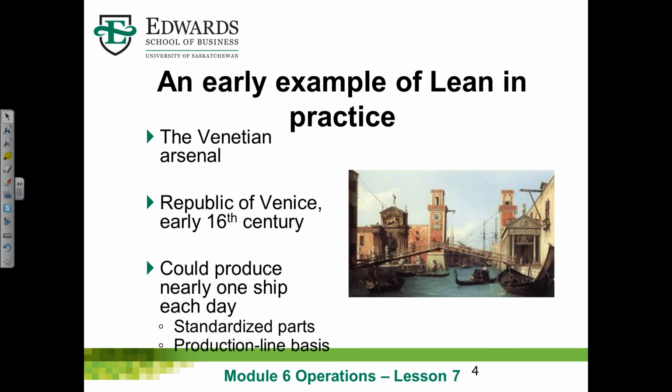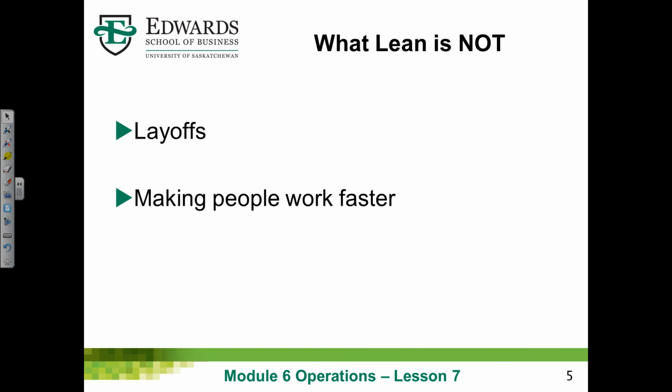But 500 years ago, the Republic of Venice developed a system, almost like an assembly line system, using standardized parts, and they were able to produce nearly a ship a day, which was a great task at that time. It enabled the Venetian arsenal to be a worldwide power. This is one of the early examples I've seen of an organization that's been able to apply lean in practice.